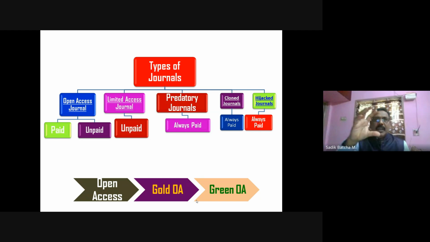Now, when we talk about open access, there are two options in front of us: paid open access and unpaid. So what does paid open access mean? When you submit your article and decide that your article should be on the open access platform, if you select that option in the journal, you have to pay. You can ask me, why do you want to pay, sir?